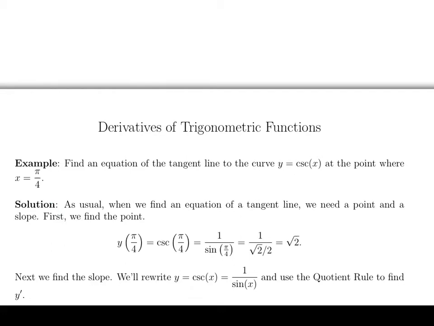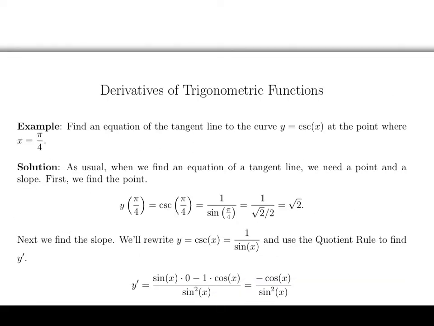Okay, so we're using the quotient rule to compute the derivative of 1 over sine x. So low d high minus high d low, square to the bottom, and away we go. So here's the d high. That's because the derivative of 1 is 0. Here we have high d low. Remember that the derivative of sine x is cosine x.